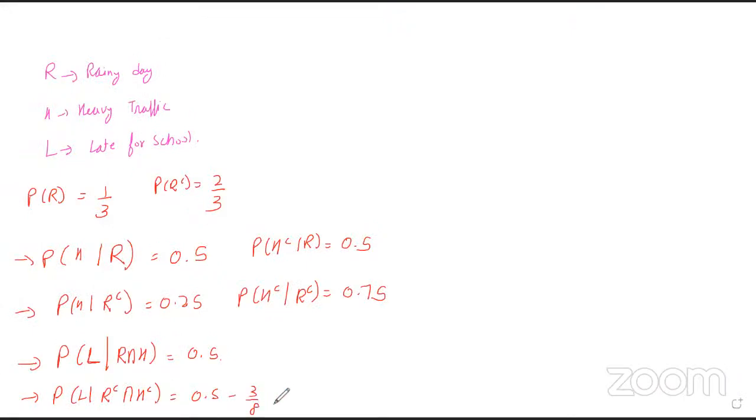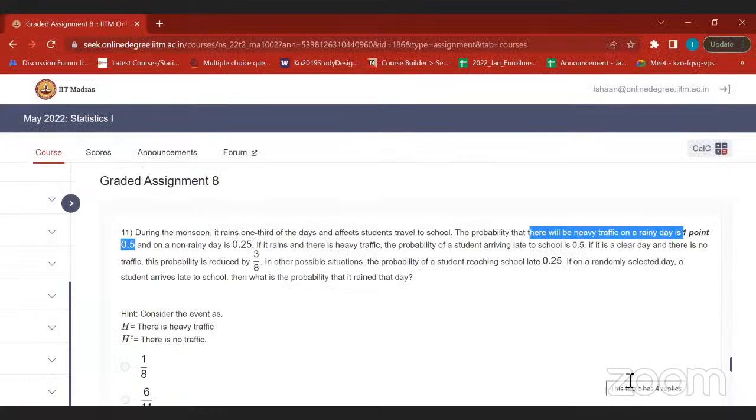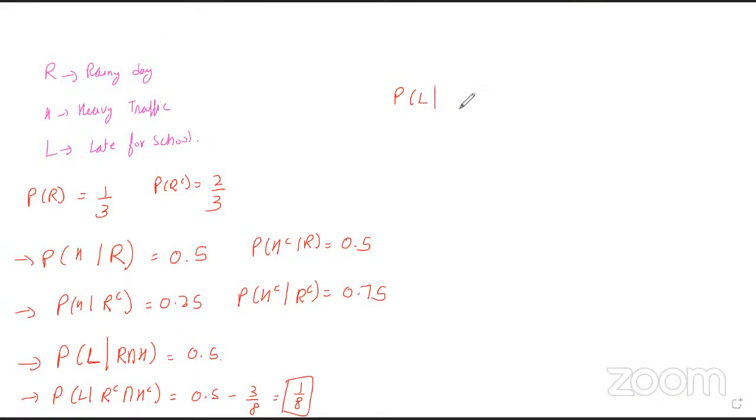0.5 minus 3 by 8. Yes, sir. It is something like 1 by 8. Okay. Yes, sir, 1 by 8. That is 0.125. Okay. Next, in other possible situations, it's 0.25. So what exactly is this other possible situation? That is the point, sir. Where should I put this 0.25? That is for me. What 0.25? Okay, that condition.